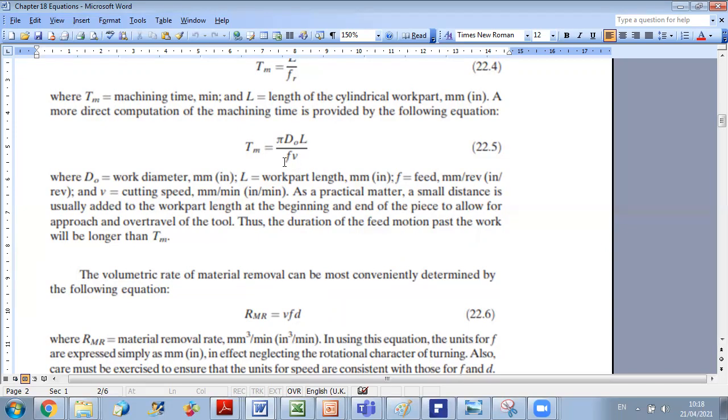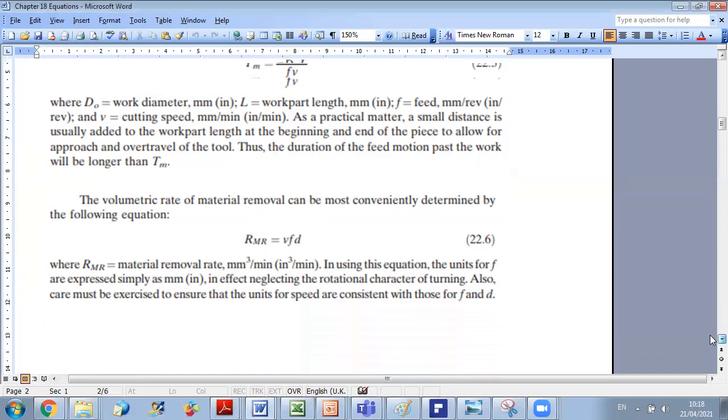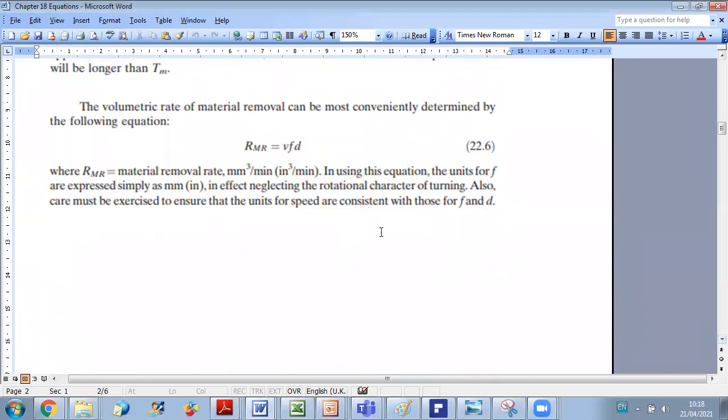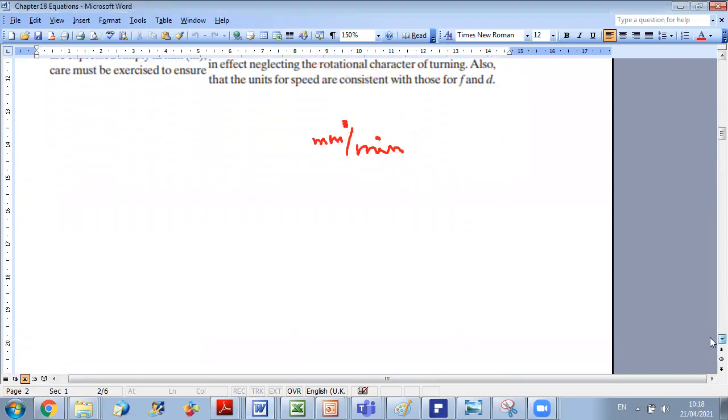Now, we have already developed in the previous chapter the expression of the volumetric rate of material removal. The volumetric rate of material removal is the turning velocity times the feed times the depth, and its unit is millimeter cube or meter cube per unit time. In general, we express it in millimeter cube per minute. It can also be converted to meter cube per second. Now we will see how to relate the removal rate to the other parameters.